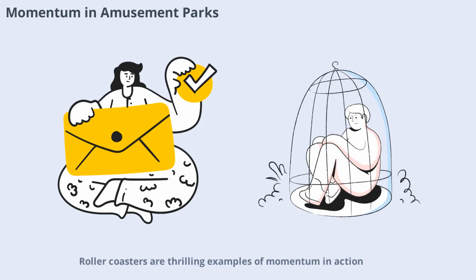Roller coasters are thrilling examples of momentum in action. As the coaster descends, it gains speed and momentum, which carries it through loops and turns. Engineers carefully calculate the momentum to ensure rides are both exciting and safe for passengers.